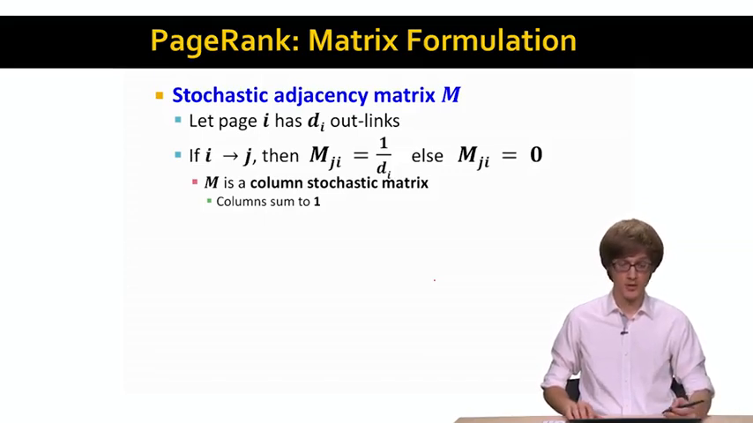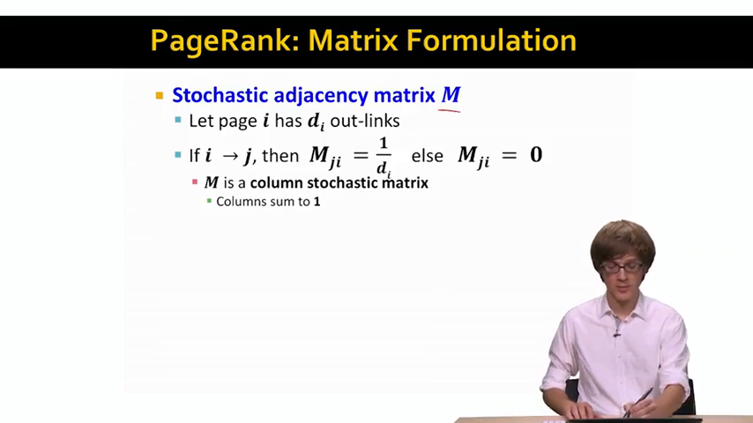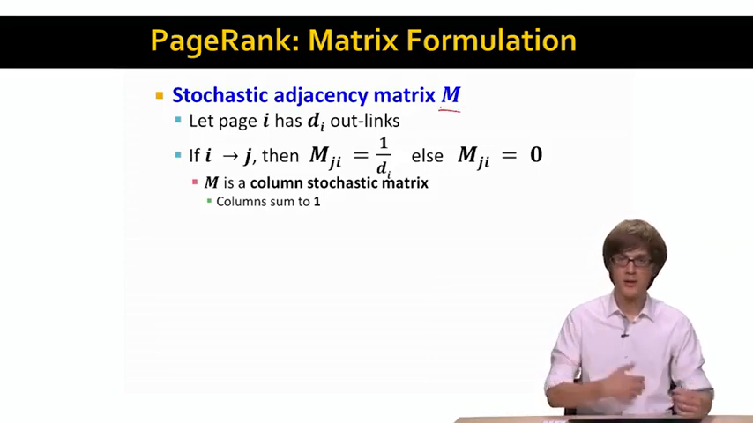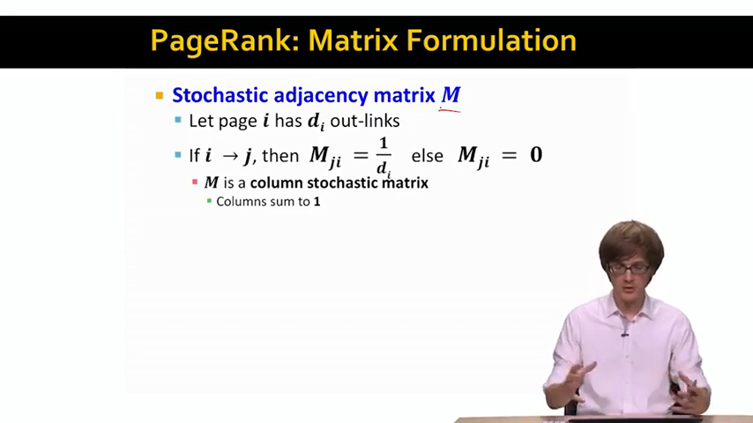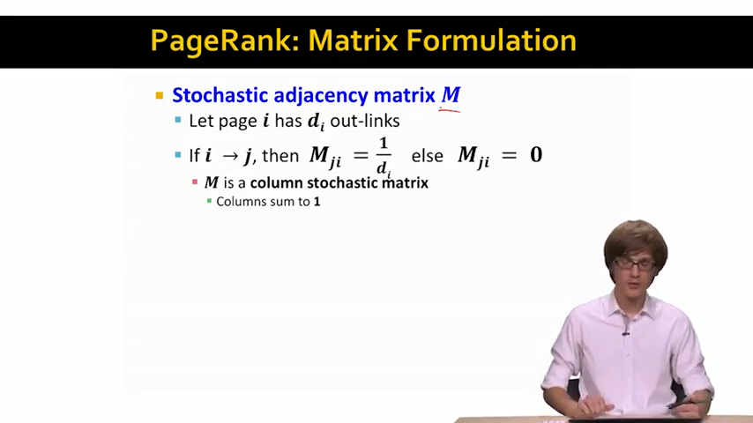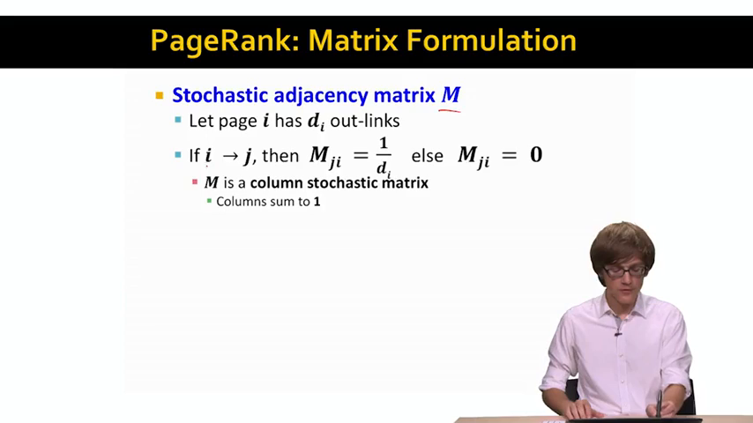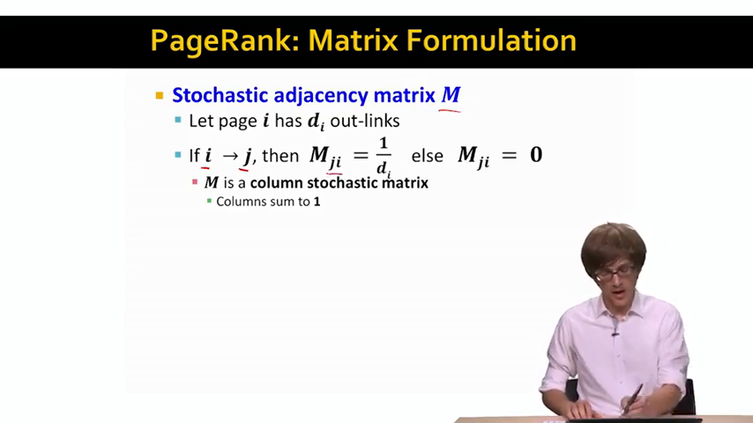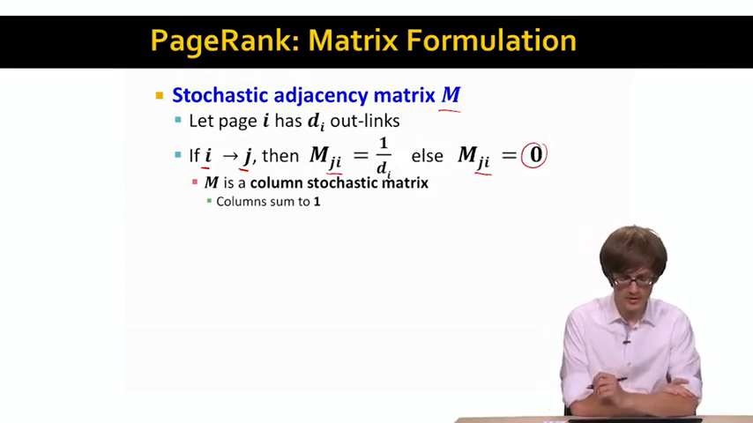So here is how we proceed. Our goal is to define this stochastic matrix M that will basically be an adjacency matrix, which basically means we want to take the graph and represent it as a big matrix of values. And the idea is that if a page i points to page j, then we will have a non-zero entry in the cell ji, and if the page j does not point to page i, then we will have a zero entry there.